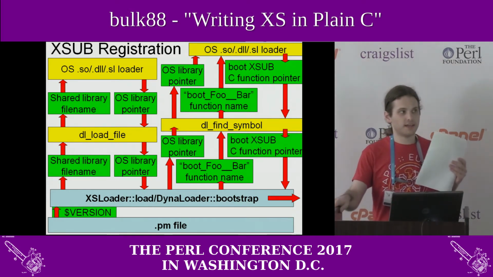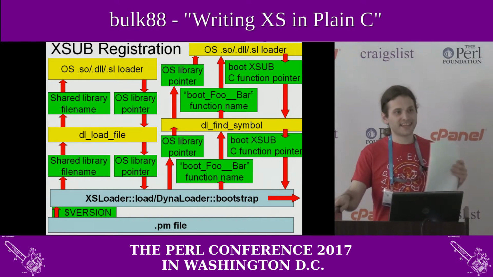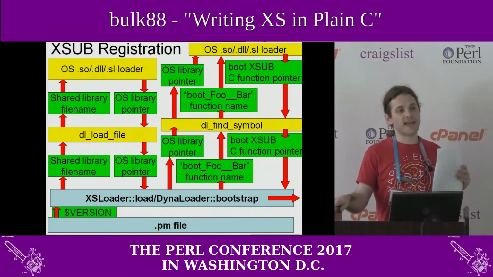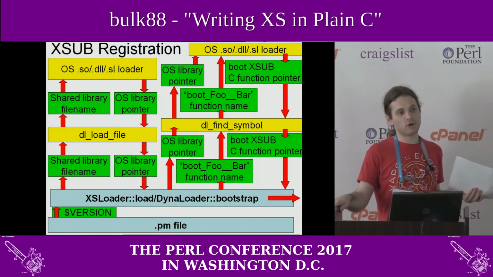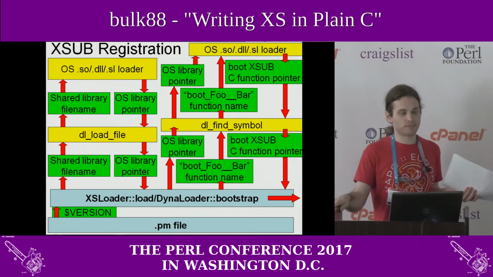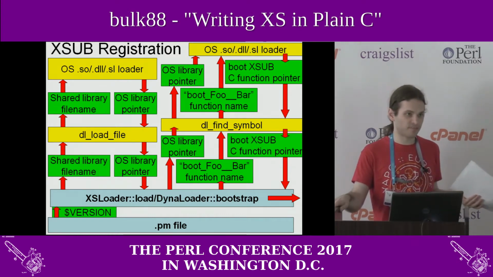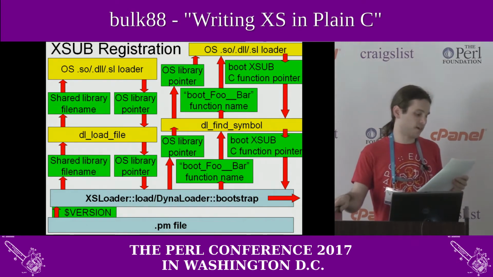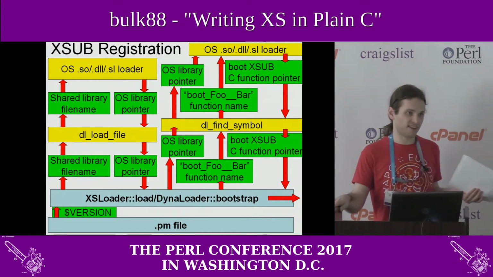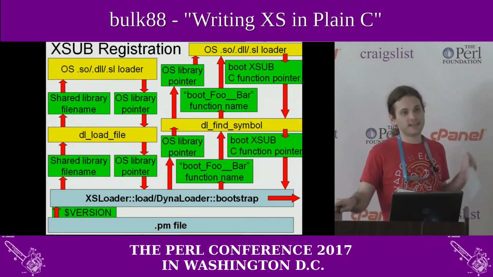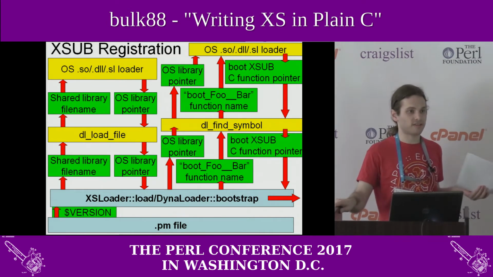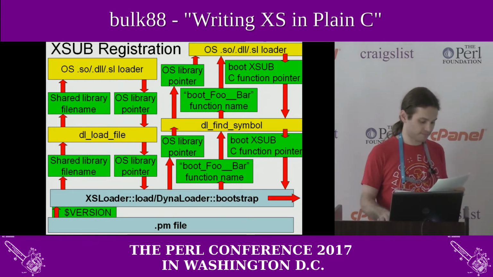XSubP typically keeps all the XSubs except the boot XSub as static functions in the code that it generates, so as not to pollute the global symbol table inside the process, which on Windows is the DLL export table, or on Linux is the procedure linkage table and global offset tables. So the boot XSub is the only C function that your shared library has to make externally visible to the rest of the C world inside your process.